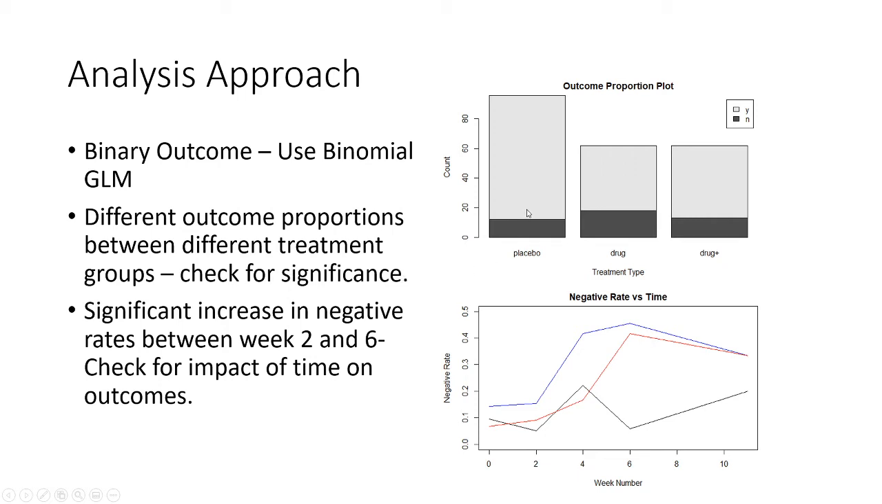As you can see in the outcome proportion plot, the placebo group has the most subjects here, and the drug with the low compliance group has a certain amount of subjects as well, but it's lower than the placebo group, and the drug with the high compliance group has around the same number of subjects as the low compliance group. However, there is a bit of a proportional difference in the outcomes.